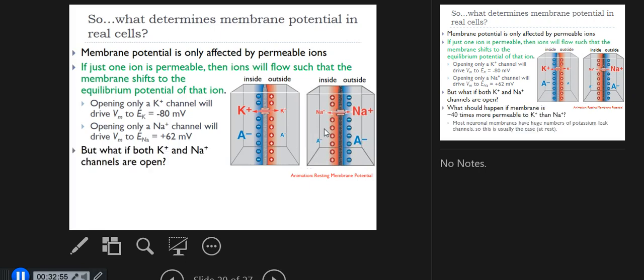Now, in a real cell, we would have both sodium and potassium channels open at the same time, oftentimes. So if sodium and potassium channels are both open, we know what they're doing by themselves. By itself, potassium pushes the membrane potential to -80. By itself, sodium pushes the membrane potential to +62. If you had both kinds of channels open, where do you think we're going to be? What's that neuron's membrane potential going to be if it's got sodium and potassium ions flowing across? What do you think?